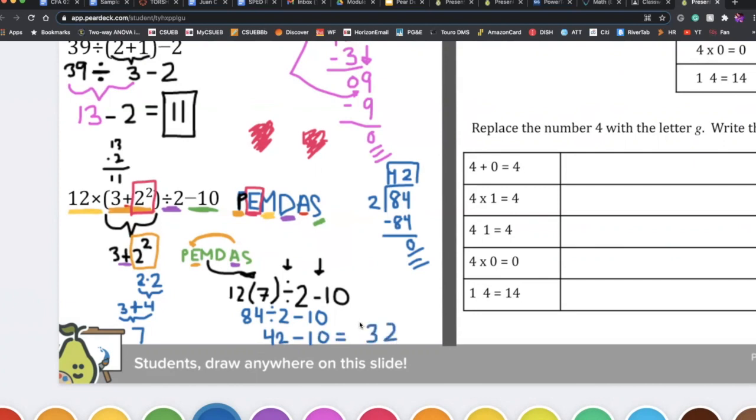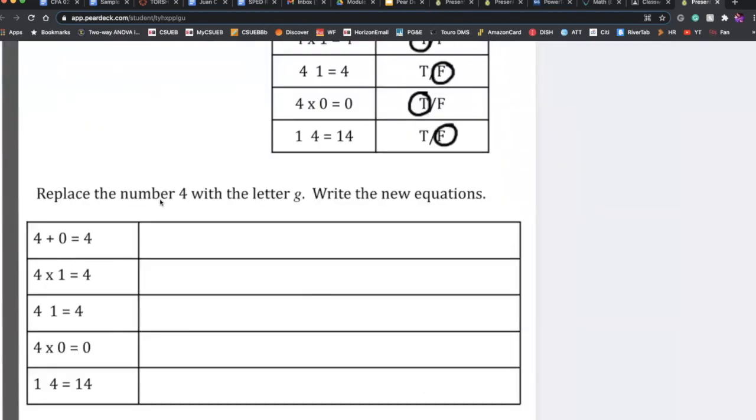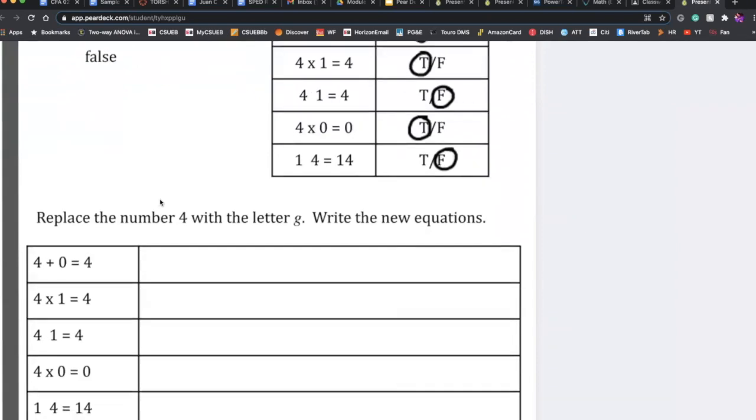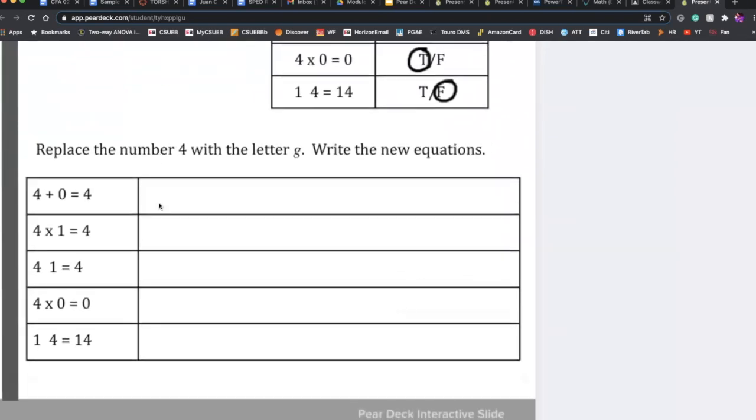Take a second to copy that part in, and then let's review the last problem. Replace the number 4 with the letter G and write new equations. So let's look at this one. Instead of 4 plus 0 equals 4, we're going to have G plus 0 equals G. Then instead of 4 times 1 equals 4, what should I put? Please let me know in the chat. I'm going to replace 4 with G. So I'm going to put G. Yep. Thank you, Jordy. Times 1 equals G.